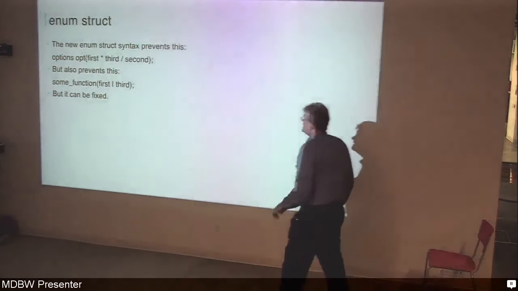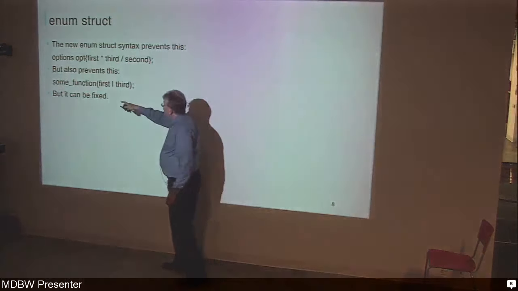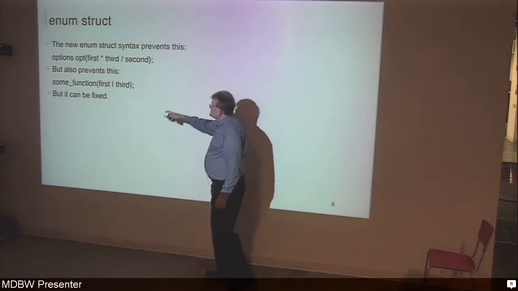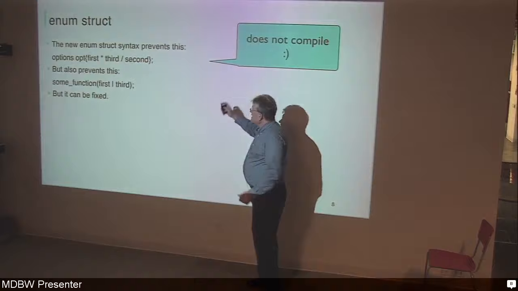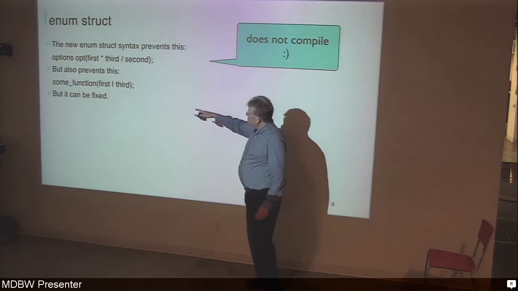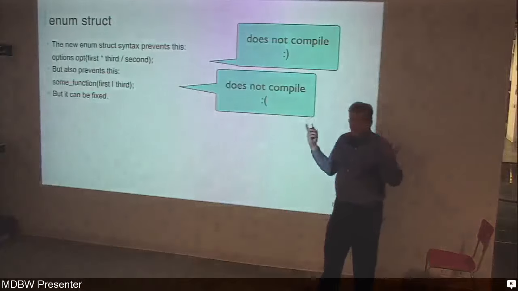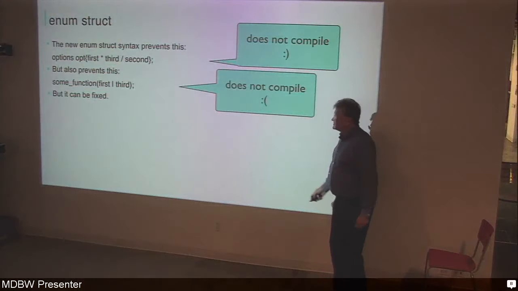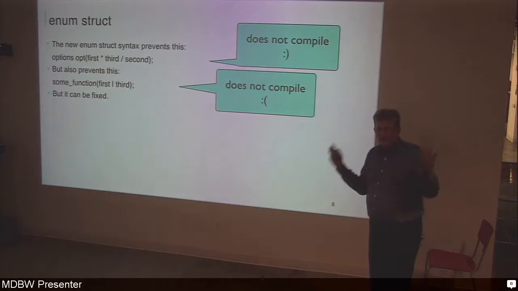So we can't do it with this new, where we say options, with the new options, we couldn't do this at all. That won't compile. That's good, makes us smile. But unfortunately, the old stuff that we wanted to be able to do, the bit mapping stuff, we can't do that either. And so that's not good. So we can fix this though, right? It's C++, there's a fix for everything.